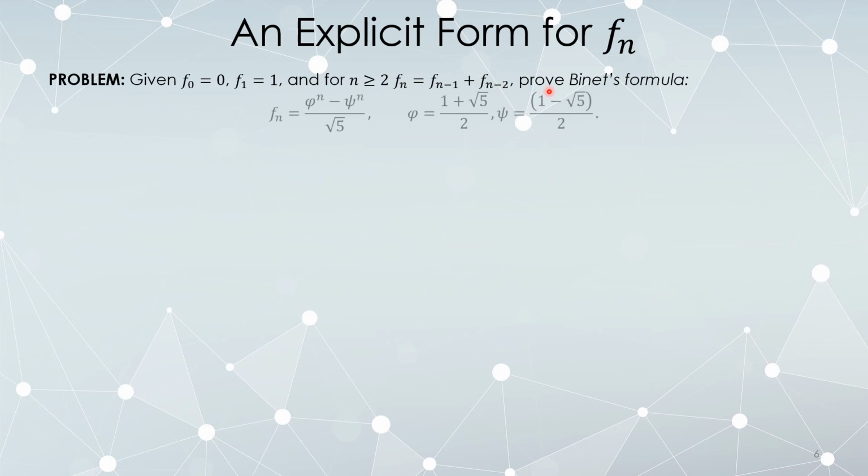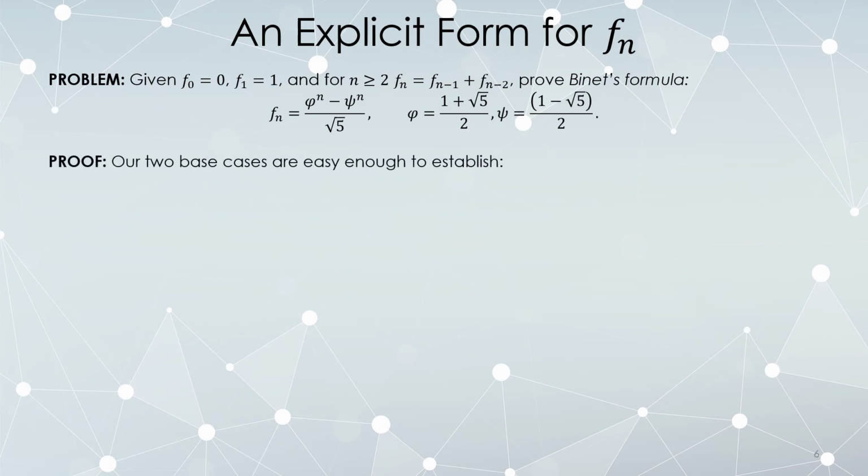We're going to prove Binet's formula. This was mentioned in a previous slide, that the Fibonacci numbers can be explicitly computed as phi to the n minus psi to the n over root 5, where phi is the Greek letter, and specifically phi is a specific number. It's 1 plus root 5 over 2. This is also called the golden mean or the golden ratio or the golden section. And psi is 1 minus root 5 over 2.